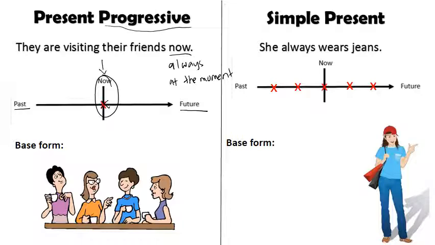And the base form of this is simply verb to be. In this case, it's are. And the ing form of the verb.